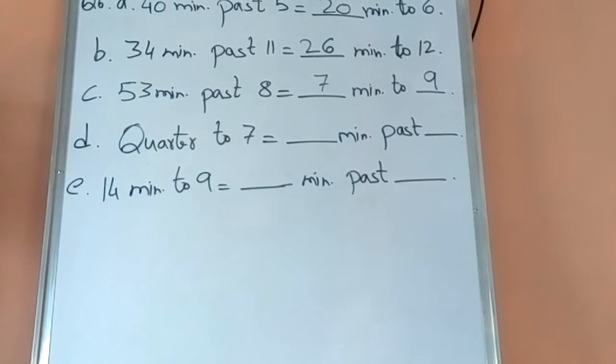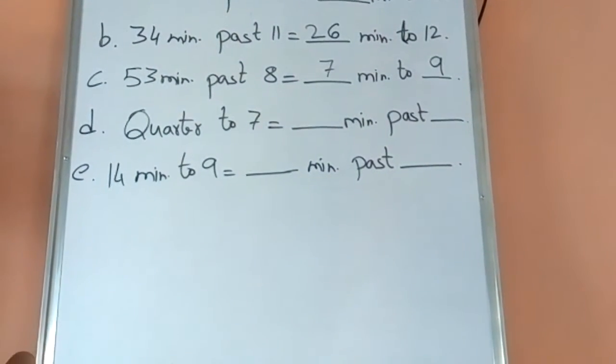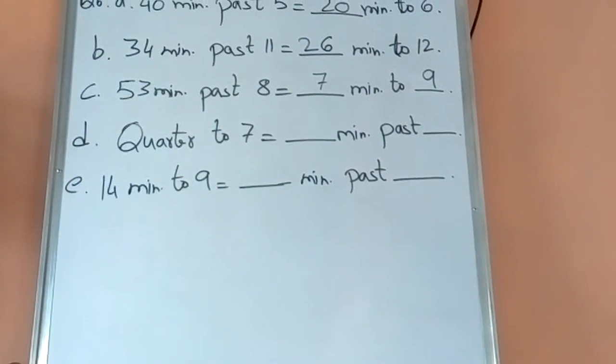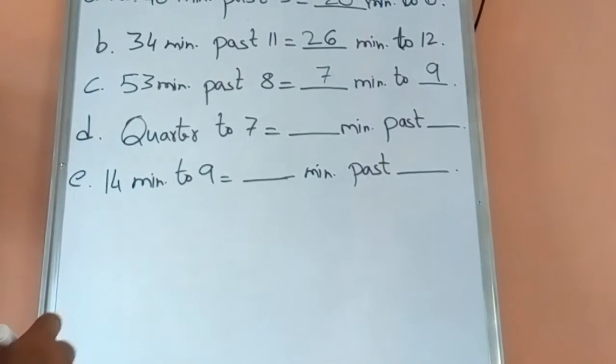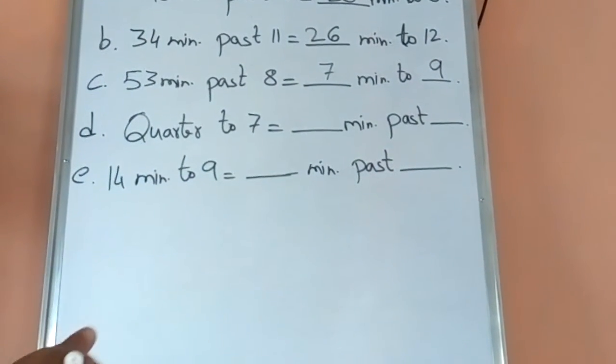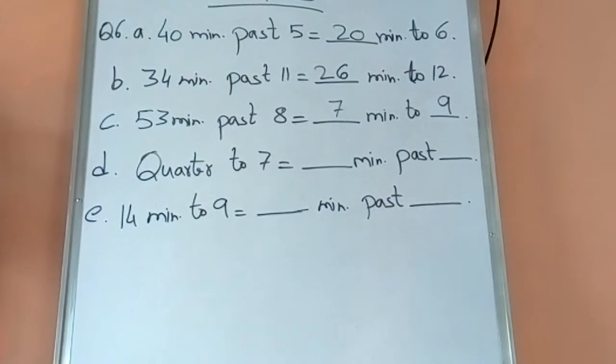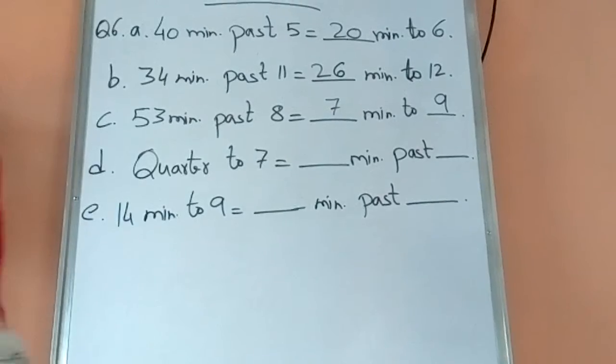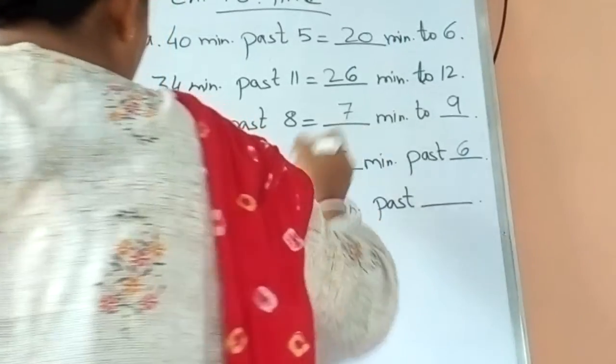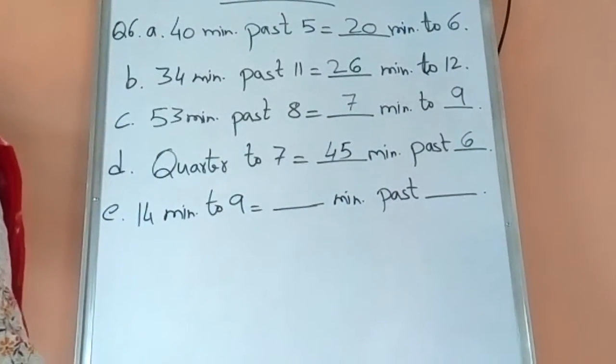Similarly, number D, quarter to 7. That is dash minutes past dash. Quarter to 7 means the 7 has not yet come, the 7 is to be. Okay. So this will be 45. 45 minutes past 6.